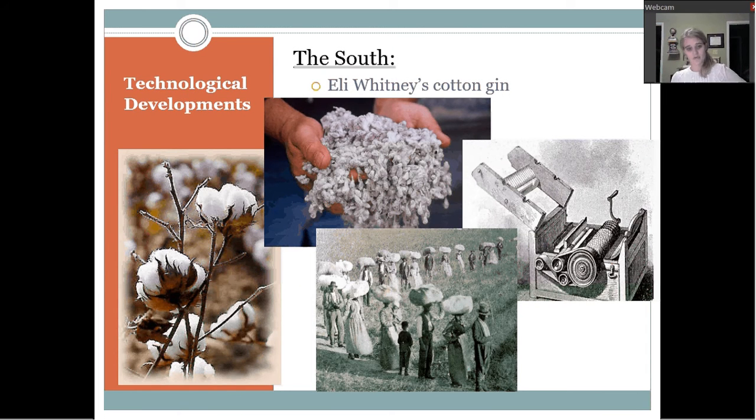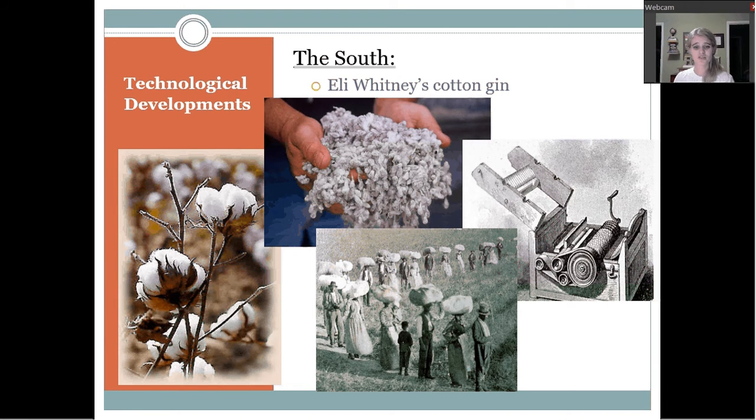In the South, we have a whole different story. Eli Whitney, in addition to interchangeable parts, also invented the cotton gin. So here's the thing about cotton. Cotton was actually on the way out in the South before Eli Whitney invented the cotton gin, because cotton is really hard to grow, really hard to pick. It takes a lot of man hours, a lot of labor, and you don't really get a lot from it.